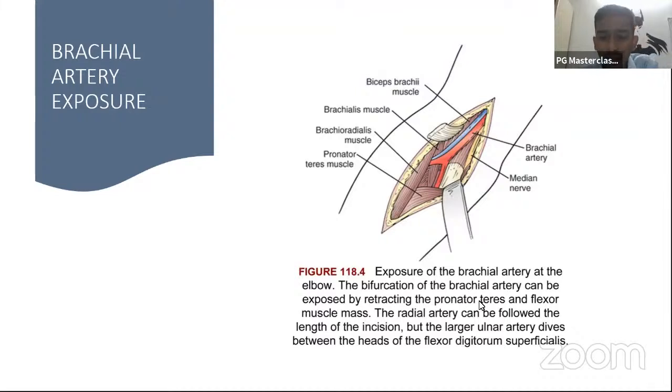So the brachial artery lies relatively superficial, and it can be exposed all along its length along the humerus and also in the cubital fossa. In this diagram, it is showing that it is exposed in the pronator teres and the flexor muscle mass. This is in the cubital fossa, and the branching of the radial and ulnar artery can also be seen here. The median nerve is a very common relation which lies anterior to this vascular structure, and the biceps brachii muscle lies lateral to it.